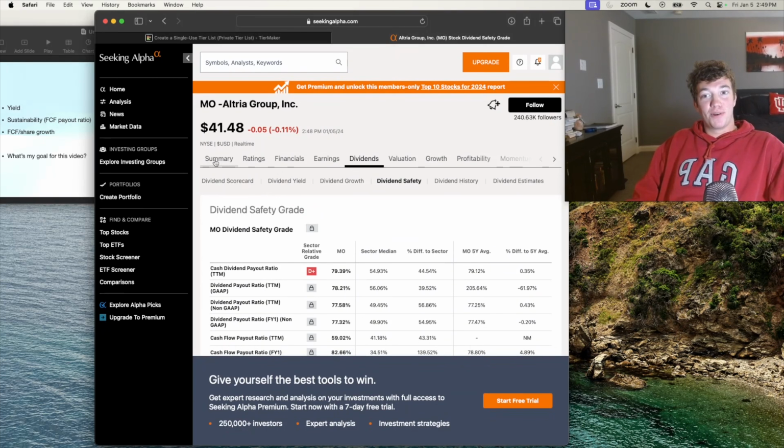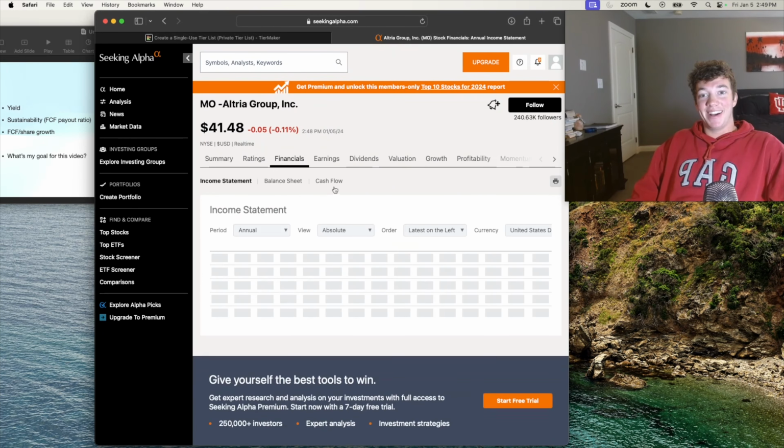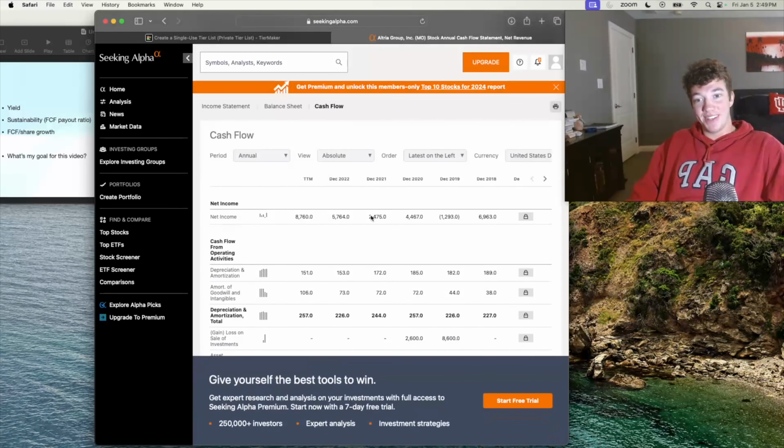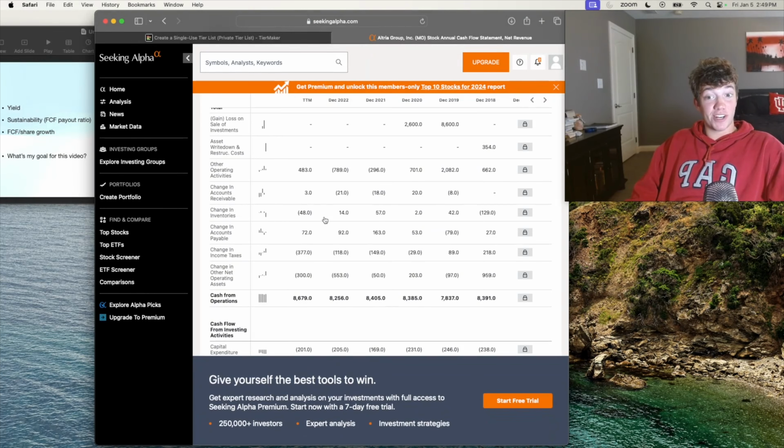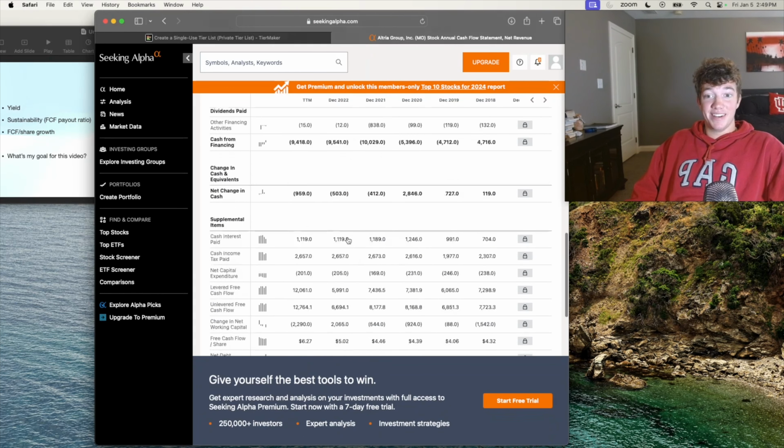Free cash flow per share growth, I think there's a lot of Altria bears out there, but I think this metric is going to surprise you. Let's get into it.